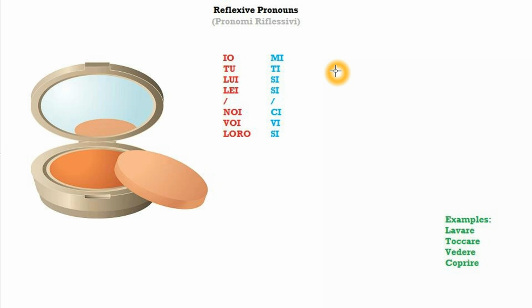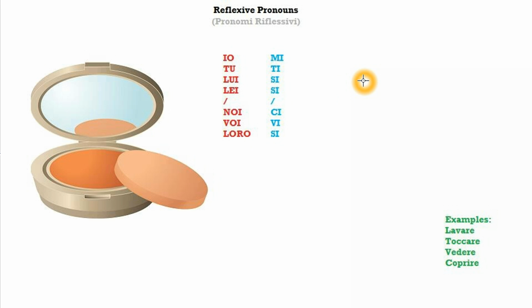Now, we've already seen subject pronouns and object pronouns, okay? Meaning I, you, he, she, etc. And then me, you, him, her, etc. We have seen the personal pronouns already. Today, we do the reflexive pronouns, which are slightly different. And I'm going to show you in a moment how to use them.